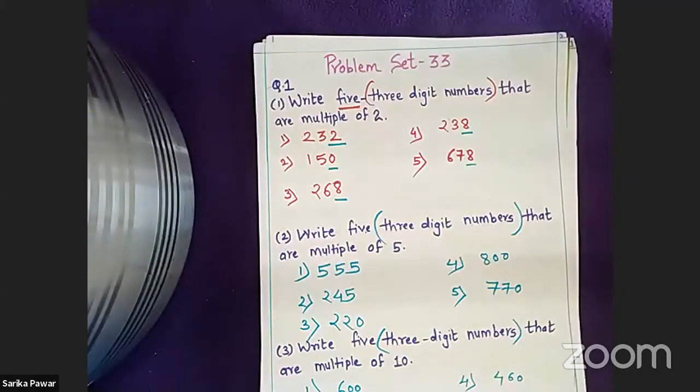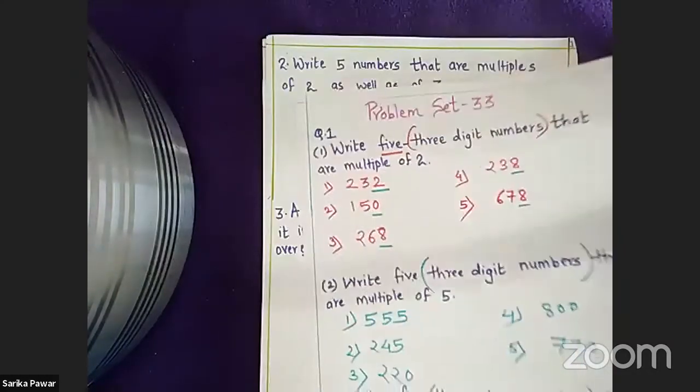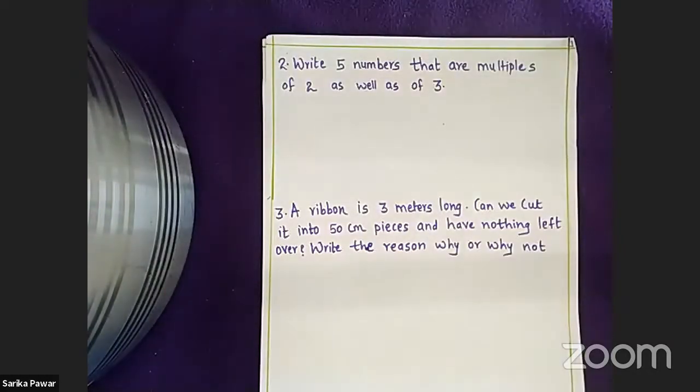Others' answers are also right, but we want only 5 numbers, so I chose 5 numbers here. All of you are very good. You performed very well. These were the numerical problems. Now we have to solve word problems also. See question number 2 now.